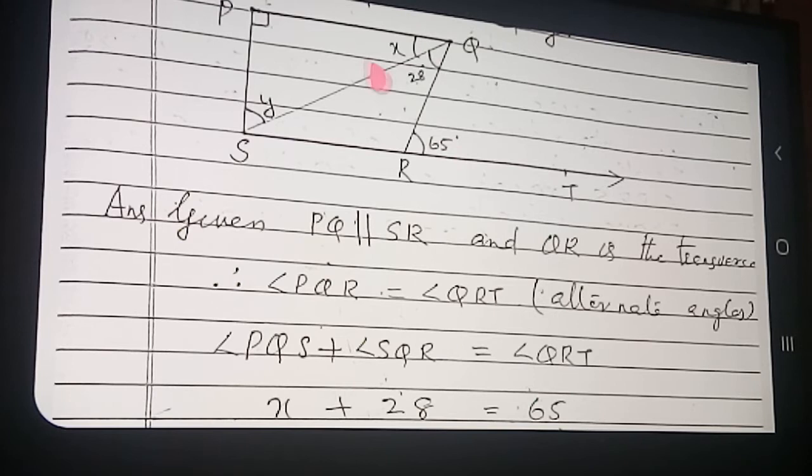Which angle is split here? PQR. PQR is split as PQS and SQR. Therefore, in the place of PQR, we will write PQS plus SQR. See the diagram properly. So, what is PQS? X. And what is SQR? 28. Is equal to how much is written? 65.